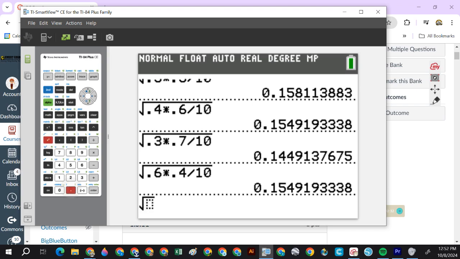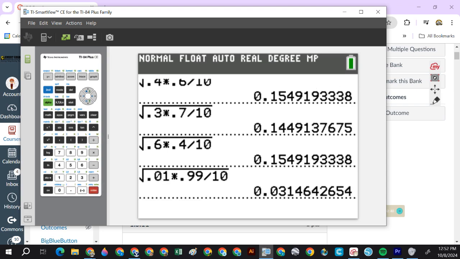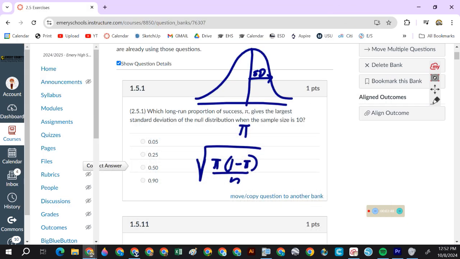So if I had the square root of 0.01 times, what would the probability of failure be? 0.99, and we divide that by 10, and I get a much smaller standard deviation. Okay, so we could have answered this question without the 10, right? What effect does that 10 have from one standard deviation to the other? None. So this question could be answered with 0.5 regardless of any other piece of information.